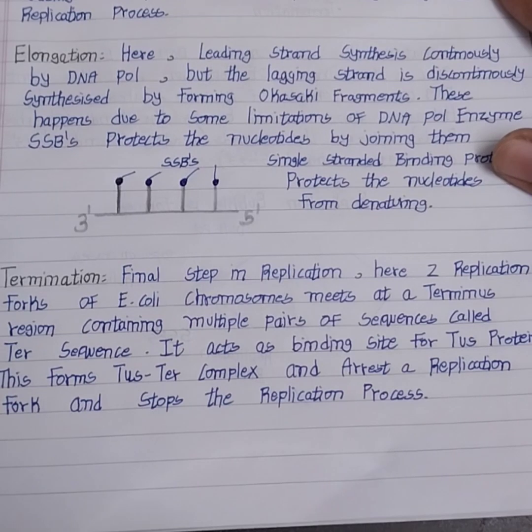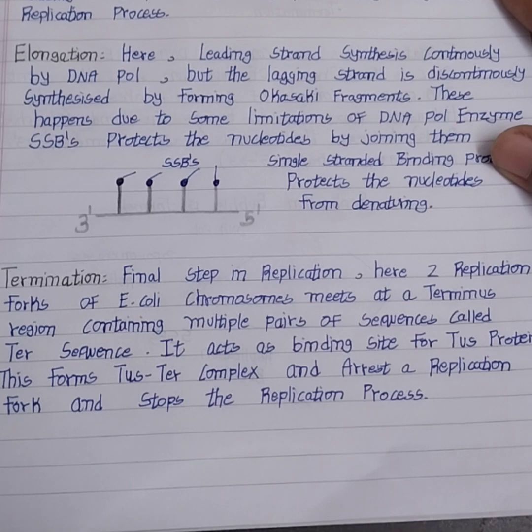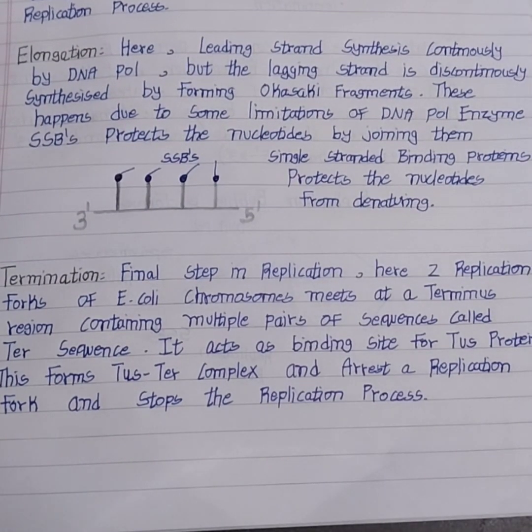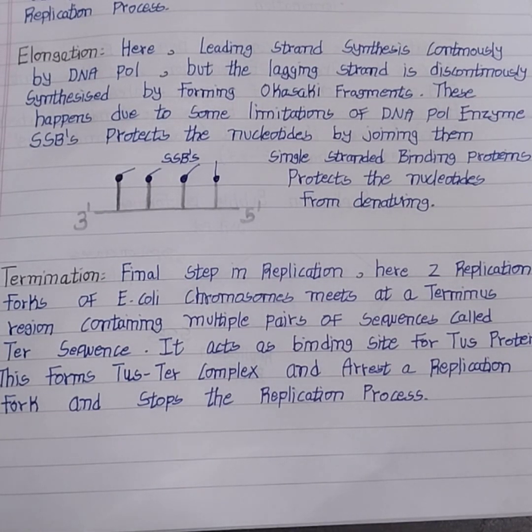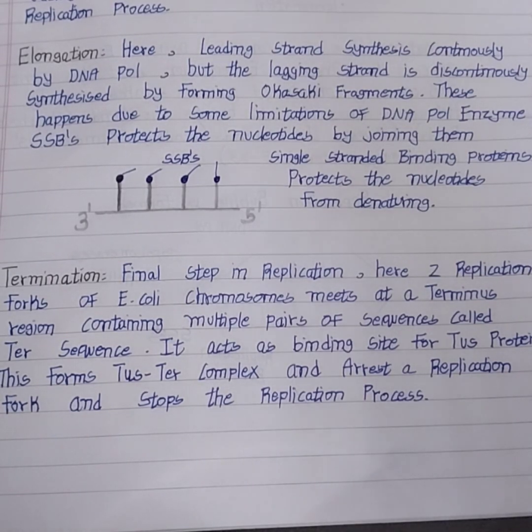Then we have the topoisomerase enzyme. Topoisomerase helps to release the topological stress. This stress can lead to breakage of the strand. As we know, the DNA polymerase enzyme pushes one strand towards the other, so stress builds up. To release this stress and prevent the DNA from damage, the topoisomerase enzyme plays an important role.